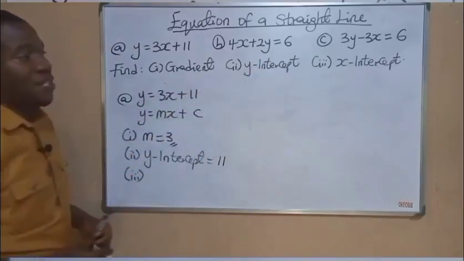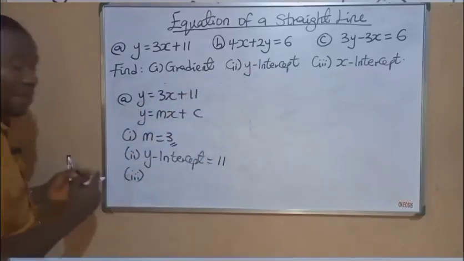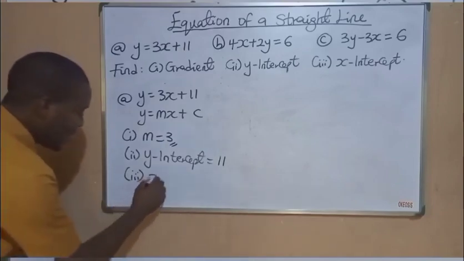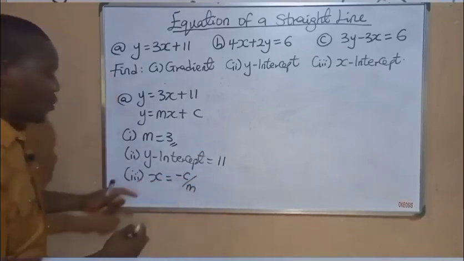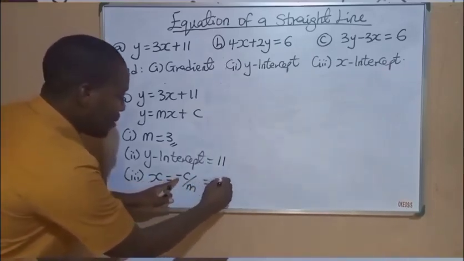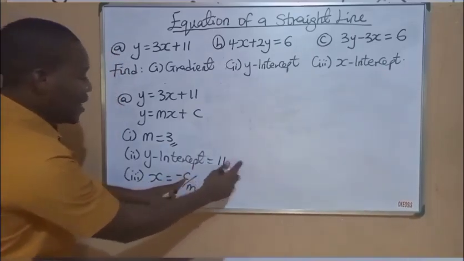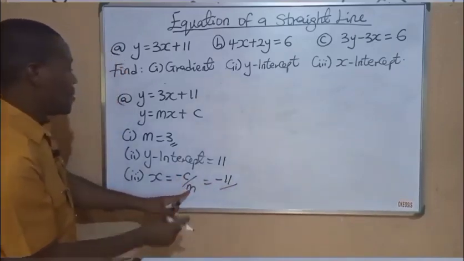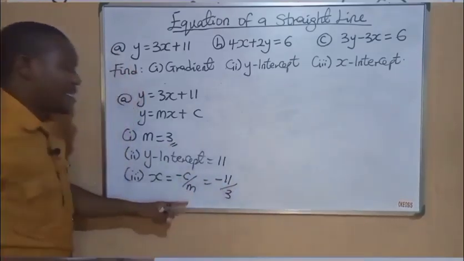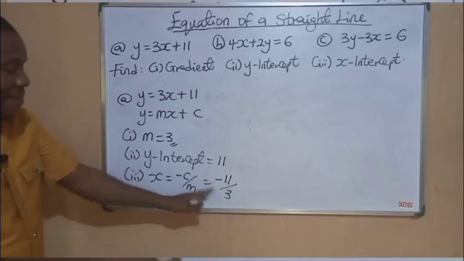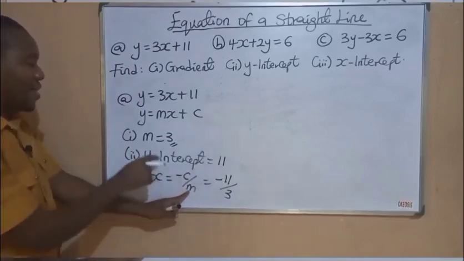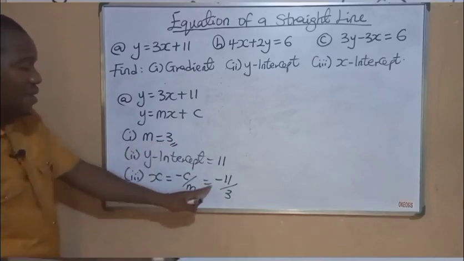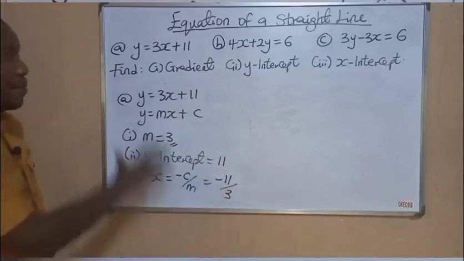We can also find the x-intercept. That's the last question. How do we get the x-intercept? By what we did in our previous class. We said x-intercept is the same as minus c over m. And then we will substitute. What is my minus c? Minus c is minus 11, over my m, which is 3. So my x-intercept is minus 11 over 3. c is the y-intercept, which we've gotten as 11, and m is the gradient, which we've gotten as 3. So the x-intercept becomes minus 11 over 3. I'm done with question 1.